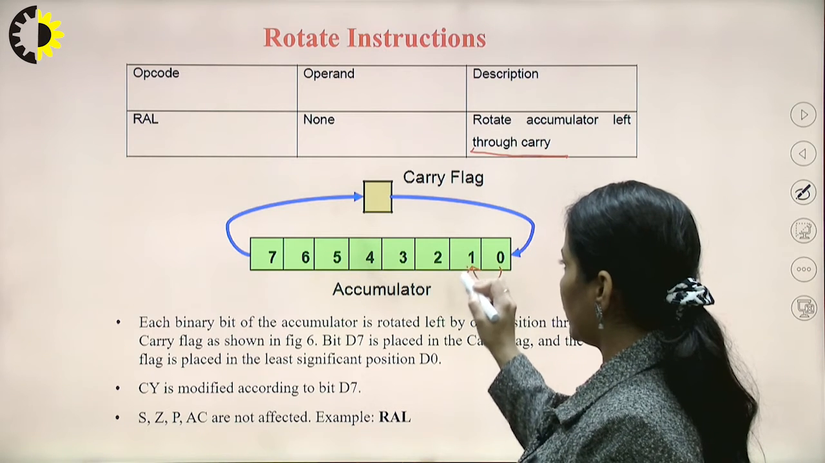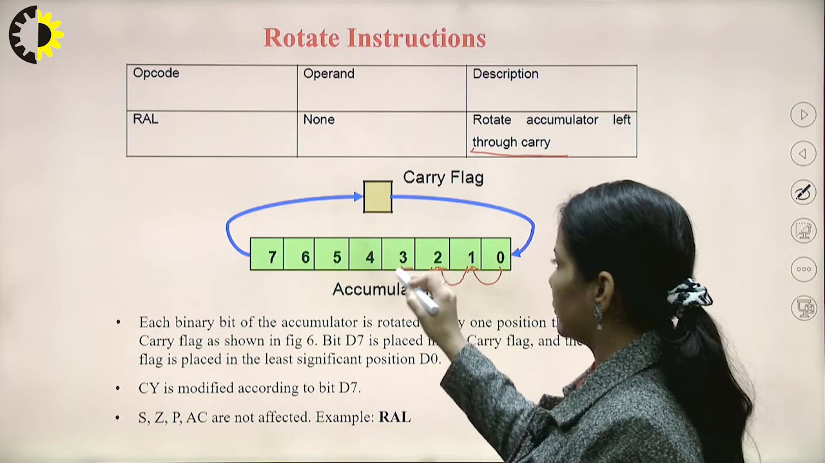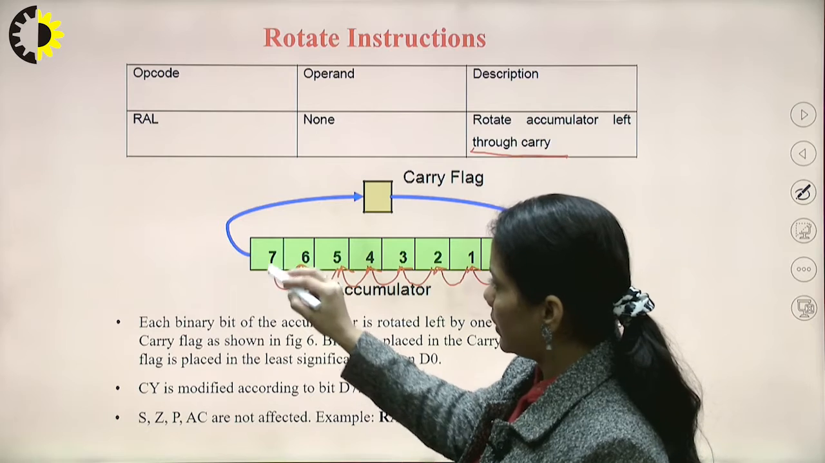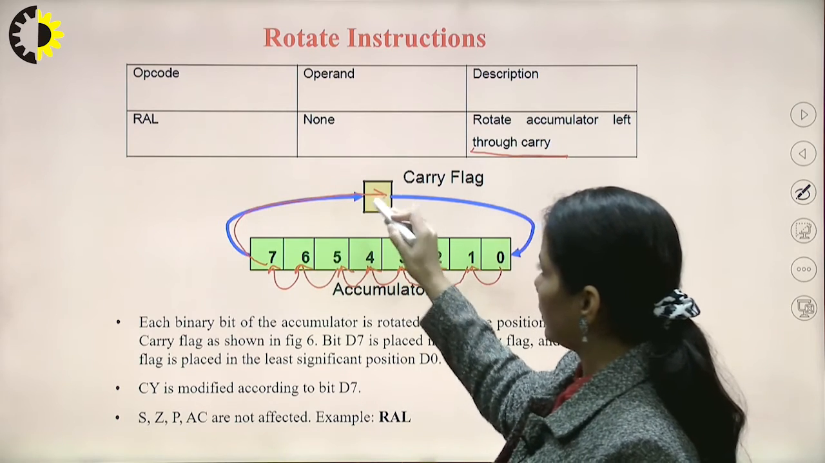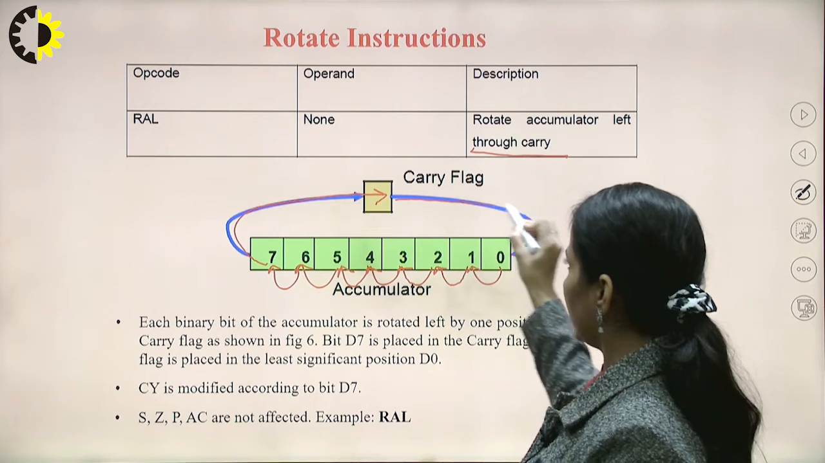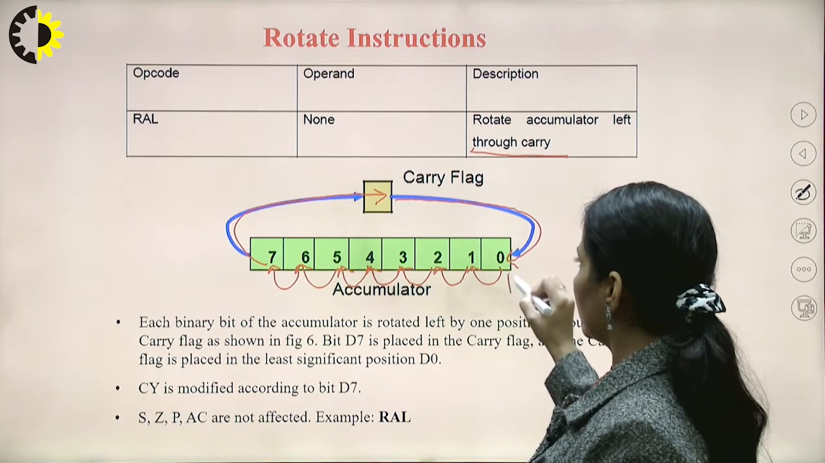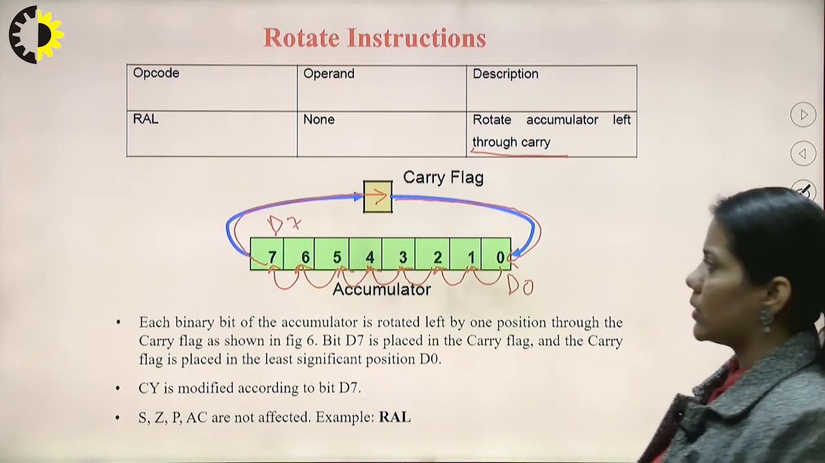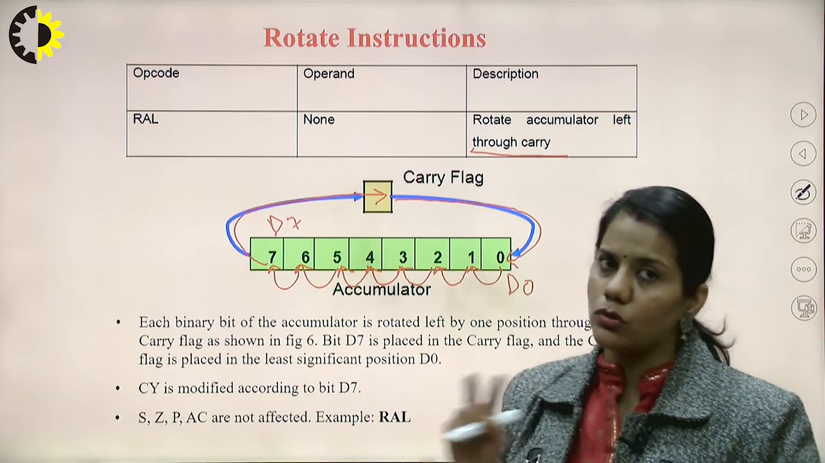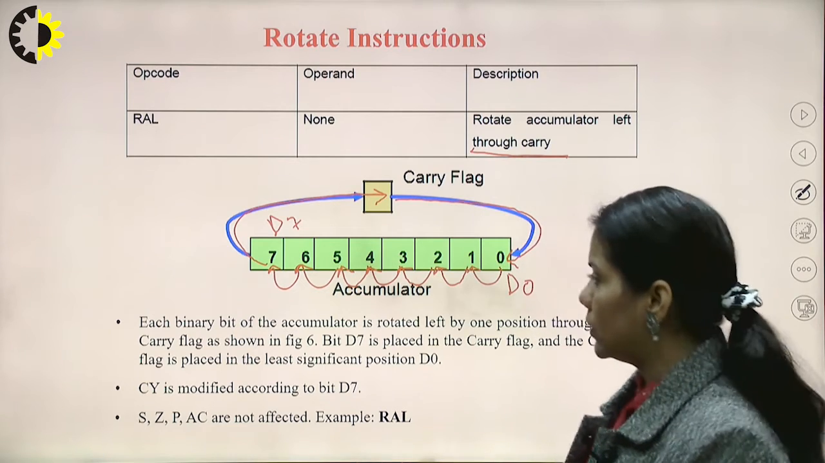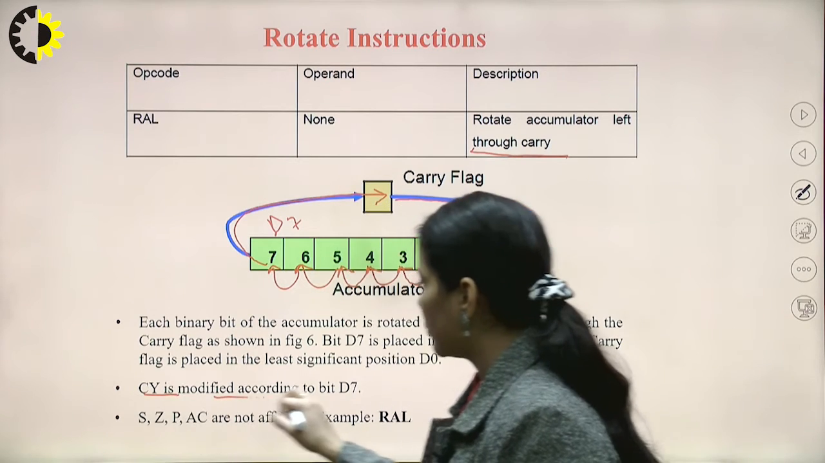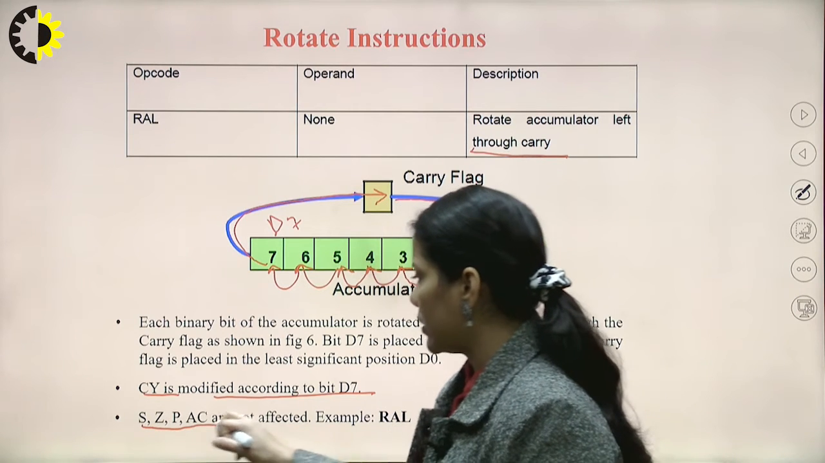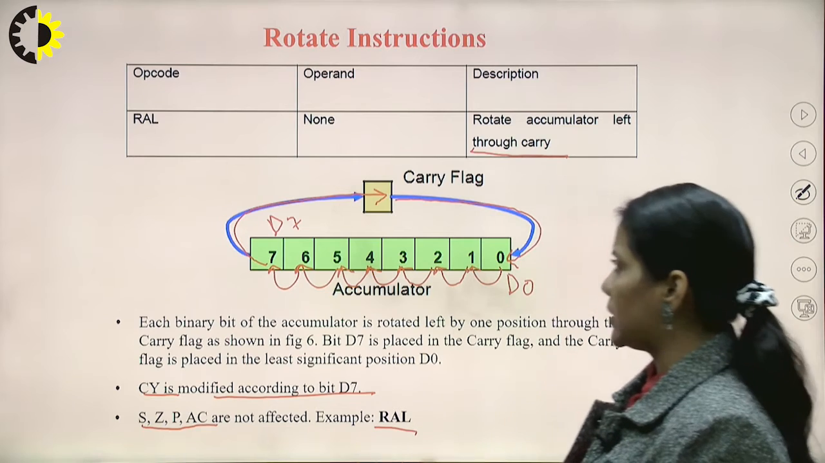Everything will be rotated towards the left. Each bit will get shifted to the left, and this bit will go to the carry flag and the carry flag will be shifted to D0. So this is D0 and this is D7. In this way, the rotation is performed through the carry, including the carry also. The carry is modified according to the D7 bit. Sign, zero, parity and auxiliary carry are not affected. Example is RAL.